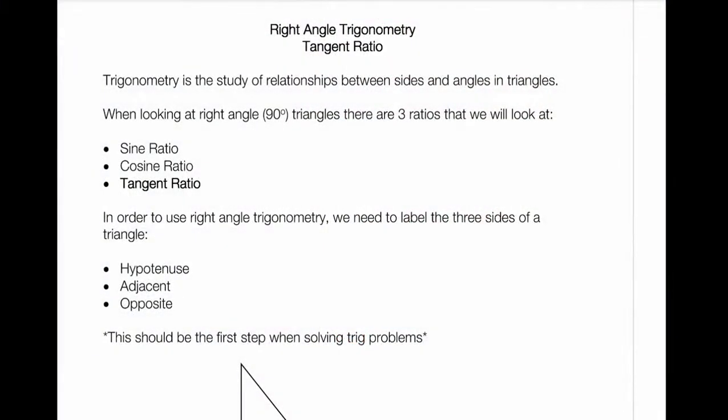In today's note, we are going to look at right-angle trigonometry, specifically the tangent ratio. Trigonometry is the study of relationships between sides and angles in triangles, and primarily this is going to focus on right angle or 90-degree triangles. When we're working with right angle triangles, there are going to be three ratios that we'll look at. The first one we're going to look at is the tangent ratio.